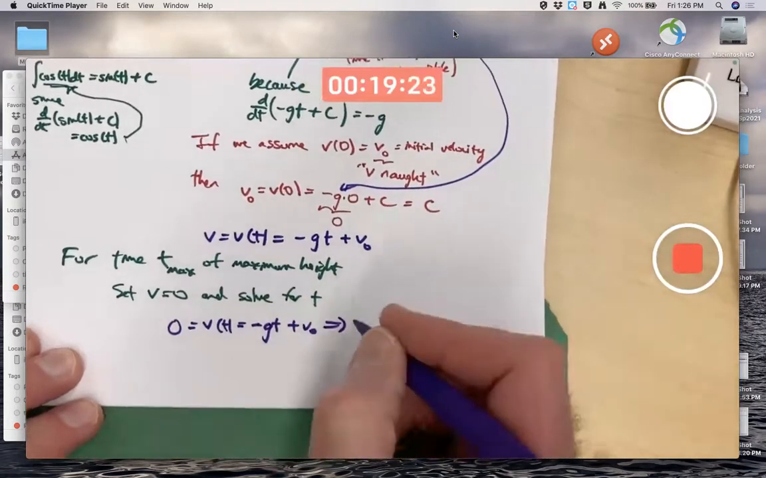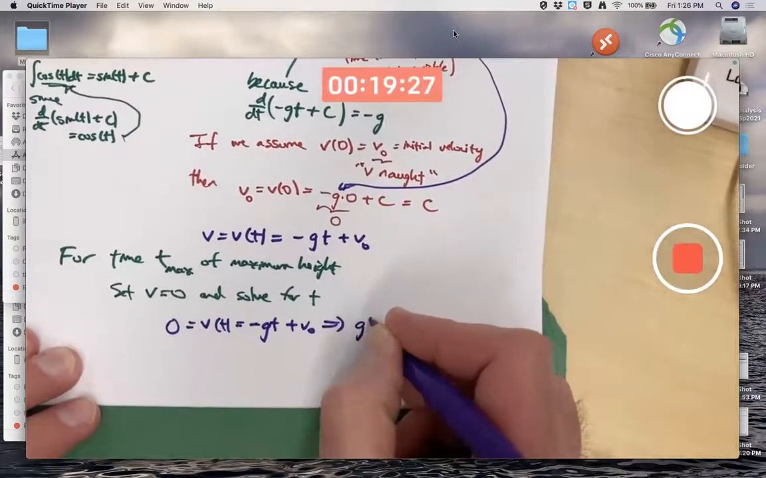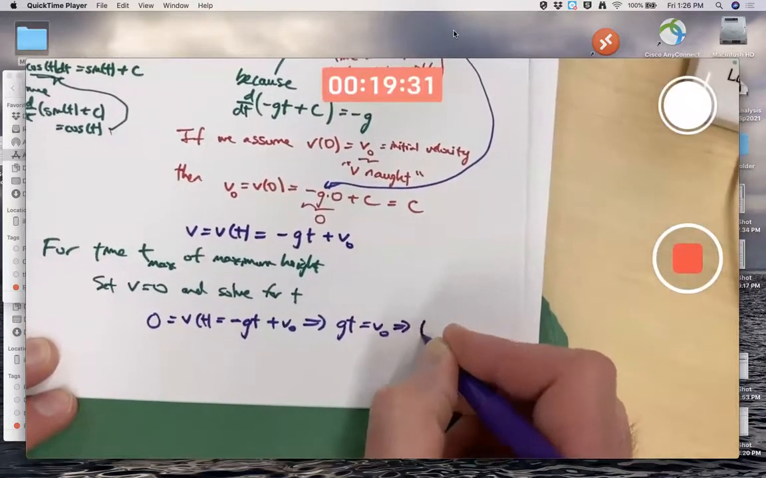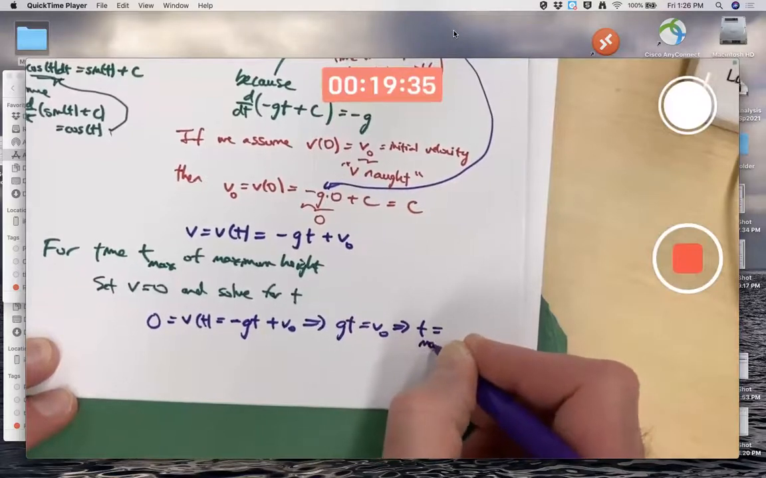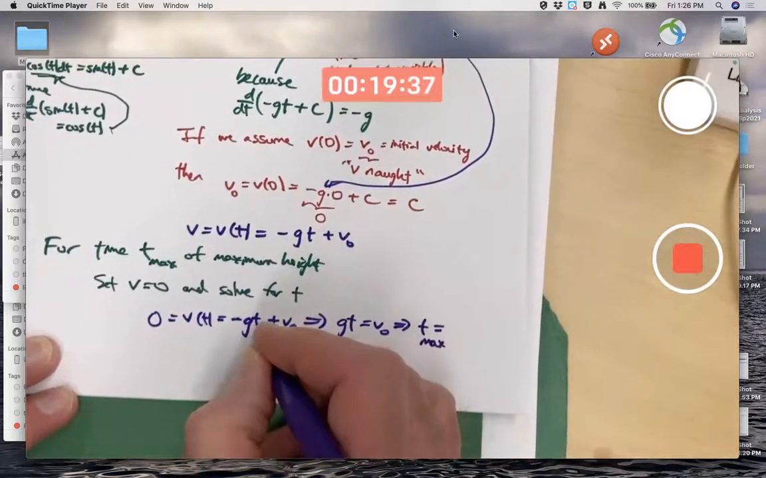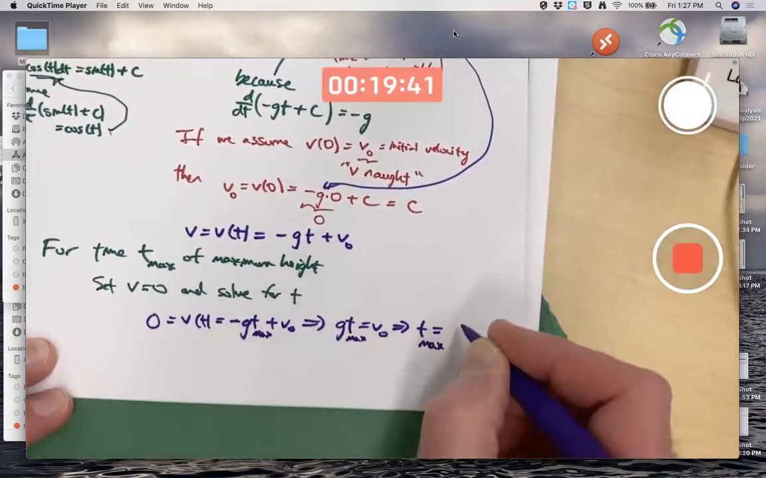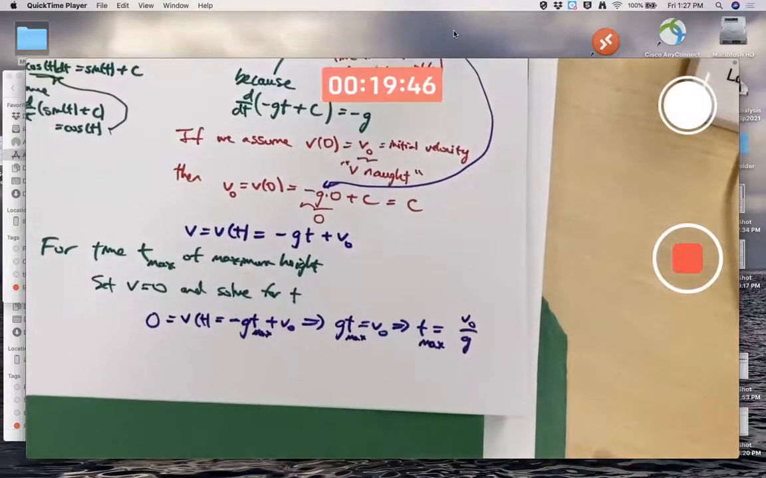Do your algebra steps. Add g times t to both sides, you get g t equals v0. Divide both sides by g and you get t max, if you want to go ahead and call it that. I didn't call it that along the way here, but I could have. t max is v0 divided by g. So the time to reach the maximum height is that.